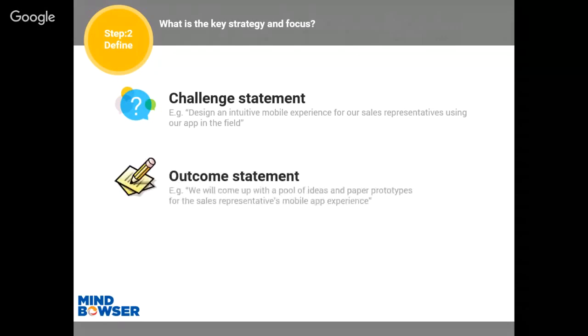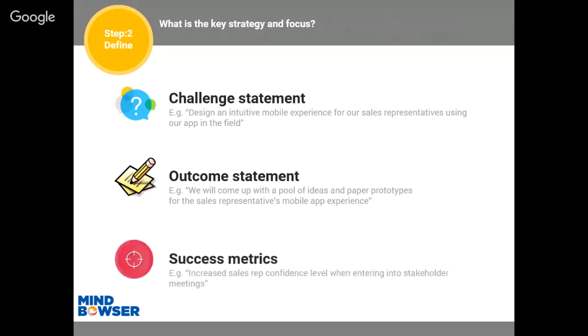And to tie back to that, what is the outcome? What is going to be the outcome of this workshop? So let's really tightly focus on the workshop alone. So here we need to understand the outcome statement, and everybody needs to be on the same page with that. Some typical outcome statements of design sprints would go like, we will come up with a pool of ideas and paper prototypes for the sales reps experience for our mobile app. So everybody knows that we are going to come up with ideas and paper prototypes or digital prototypes, whatever the outcome is.